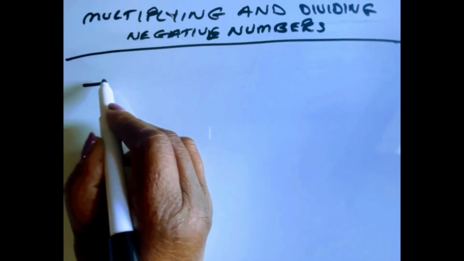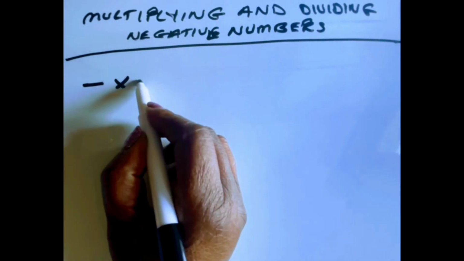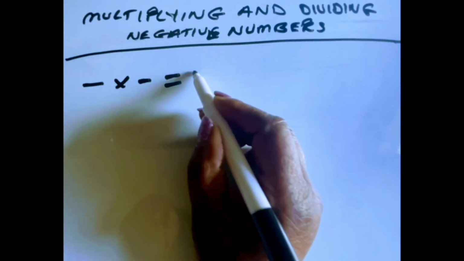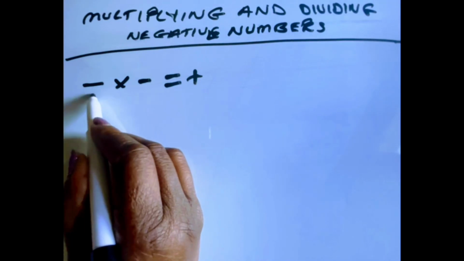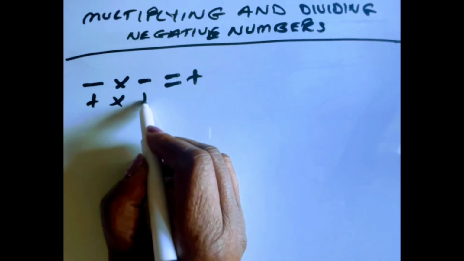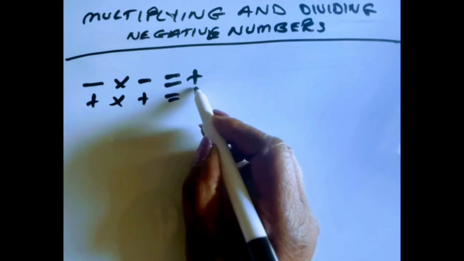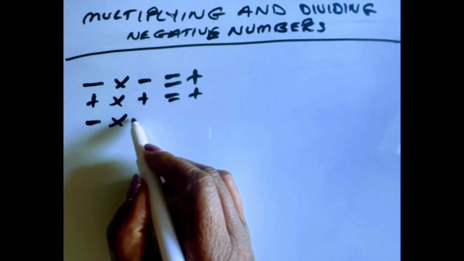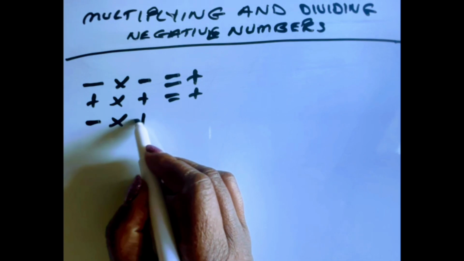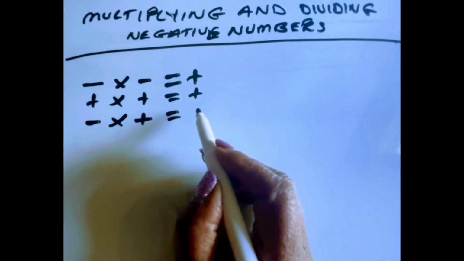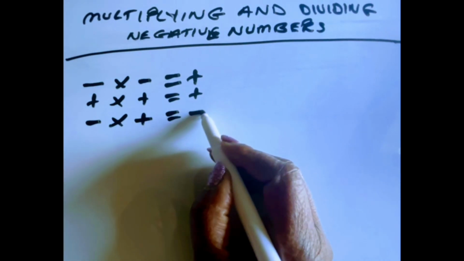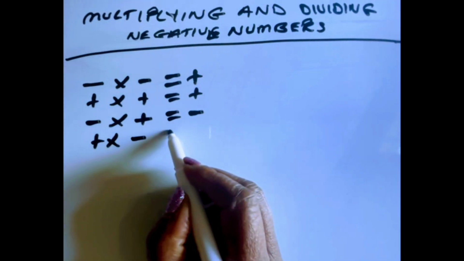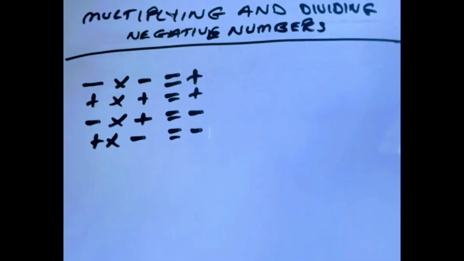So when you multiply two negative numbers, you get a positive number. When you multiply two positive numbers, you have a positive number. But when you multiply a negative number and a positive number, you will end up with a negative number, and a positive times negative will also give you a negative number.